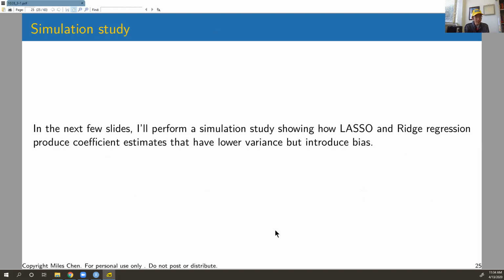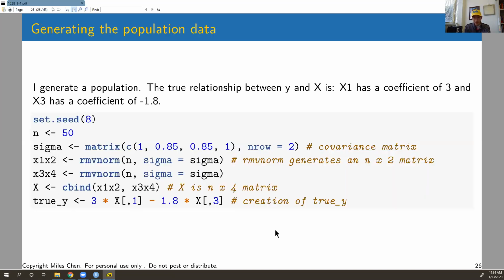Okay, so what I'm going to do is a simulation study. We're going to simulate a population. Again, in the population, the true relationship depends only on x1 and only on x3. But x2 and x4 are correlated: x2 is correlated with x1, and x4 is correlated with x3, but the true values depend only on x1 and x3, right?